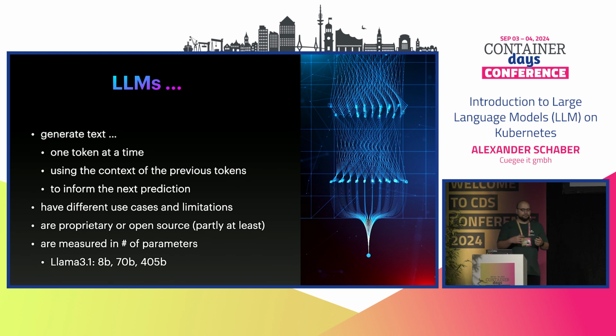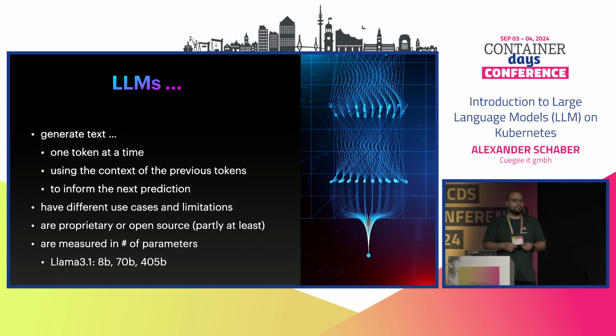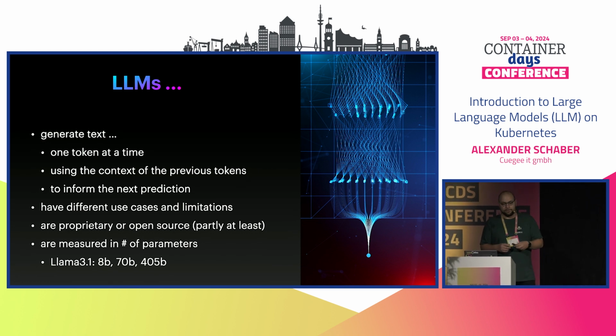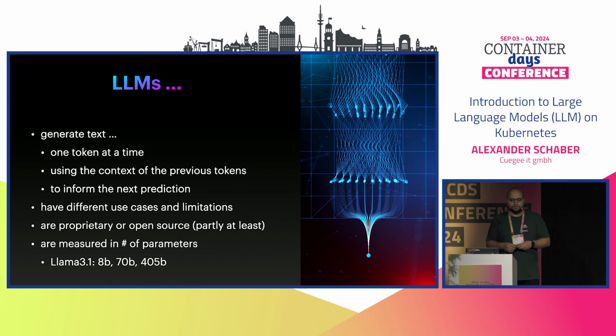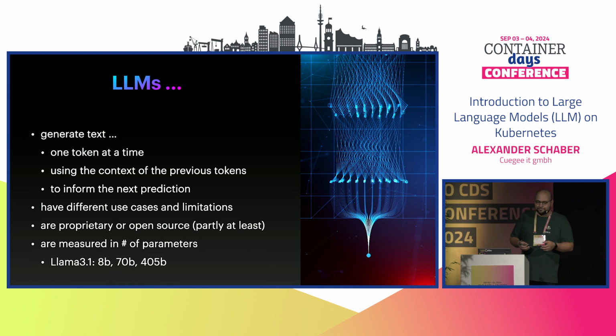Models are usually measured in the number of parameters they have. You can think of it as the amount of knowledge it has, the amount of data it was trained with. So, for instance, with the Llama 3.1 model, you get 3 different sizes. You get an 8 billion parameter size, 70 billion, or 405 billion. And each model, even in different sizes, has different use cases.